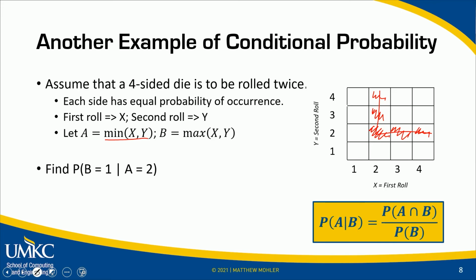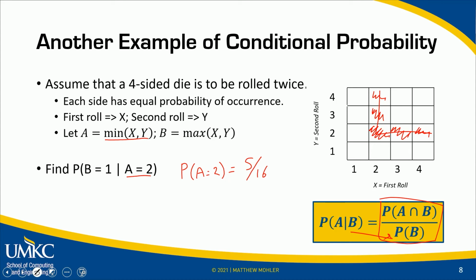Now, if we wanted to find the probability of A equal to 2, again, that's our condition here. And as you can see, our condition is the denominator, so we will need that. We can say that the probability that A is equal to 2 is, since these are all equally likely, just 5 out of 16.